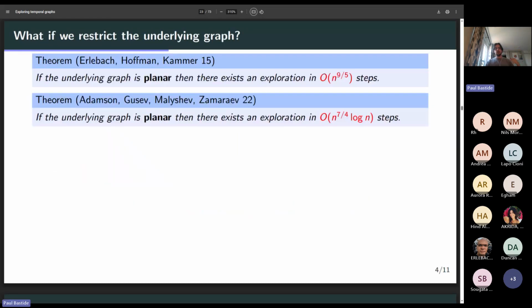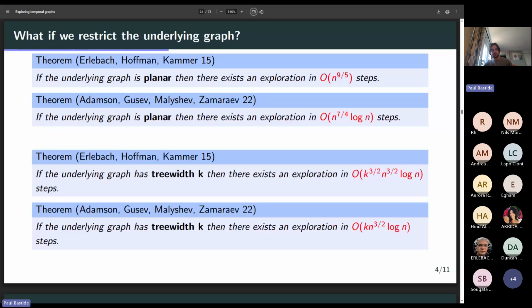And people have looked into it. The first sequence of papers was first from Erlebach, Hoffmann, Kammer, that was then improved by Adamson, Gusev, Malicki, and Viktor Zamaraev, who proved that if you indeed restrict the underlying graph, in the case of planar graphs, then you can beat this n squared bound by a polynomial factor. It starts with n to the 9/5 and then got improved to n to the 7/4.